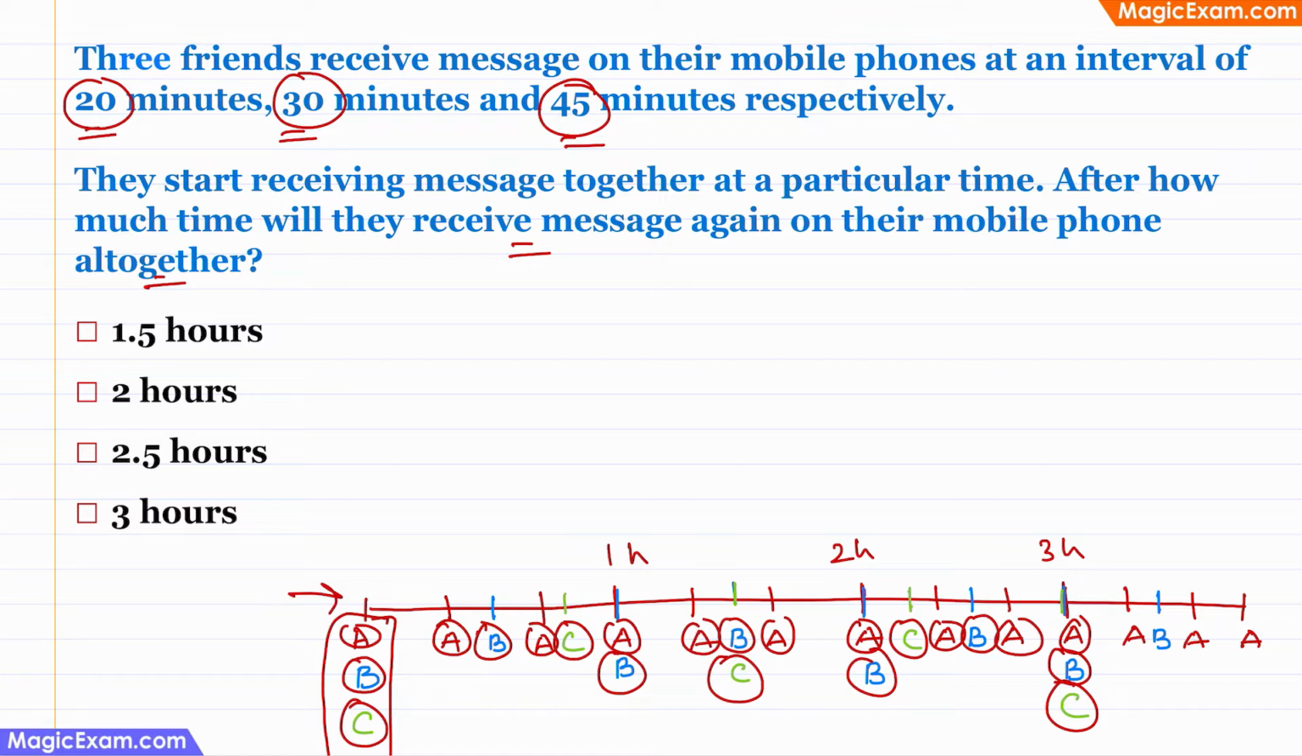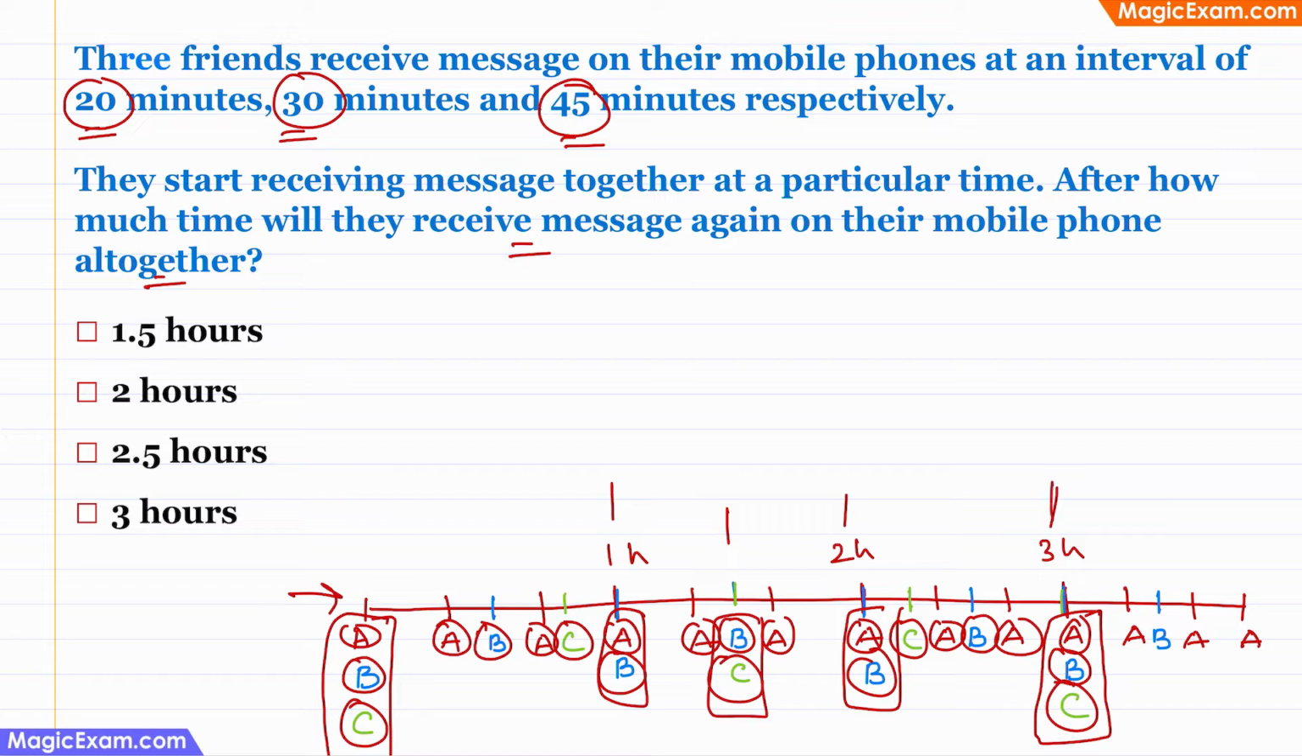Now, if you look at the first hour, only A and B got messages. Then somewhere at around 1.5 hour, B and C got. At the second hour, A and B got. Whereas at the third hour, A, B and C, all the three got messages together.